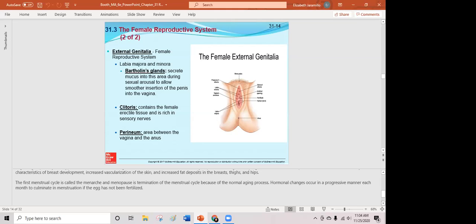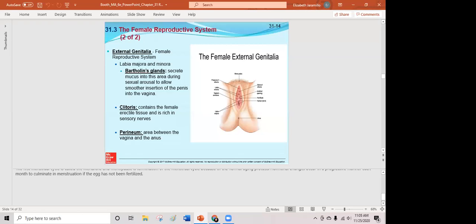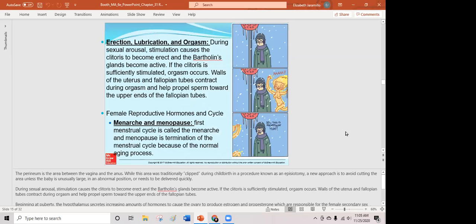Hormonal changes occur in a progressive manner each month to culminate in menstruation if the egg has not been fertilized. So if the egg has not been fertilized, then certain hormones start getting secreted, and that jump starts the women's menstrual cycle.